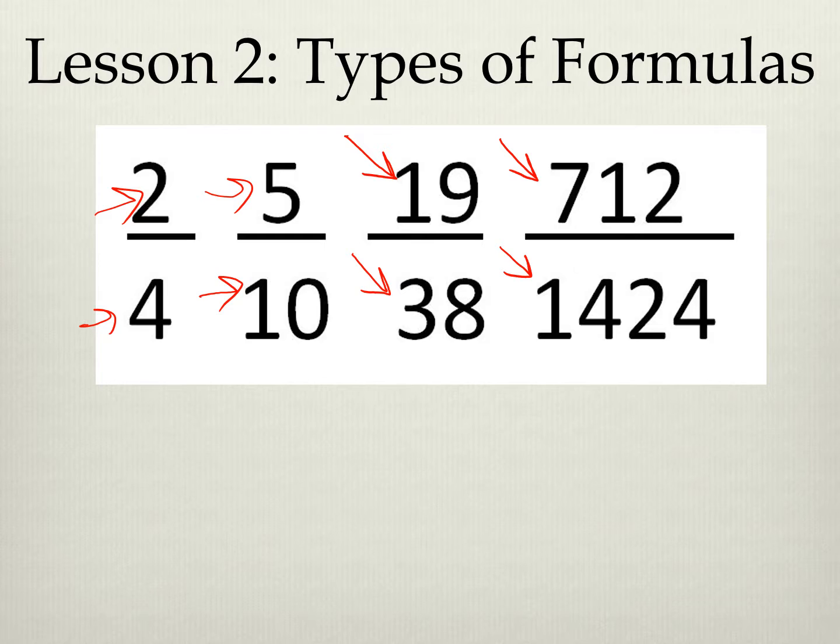So if we want to reduce these fractions, we could try to find a common number that goes into both of them. And in that situation, just always try first to use the numbers that you're given, because a lot of times it will be that easy. So in this case, the 2 also goes into the 4.